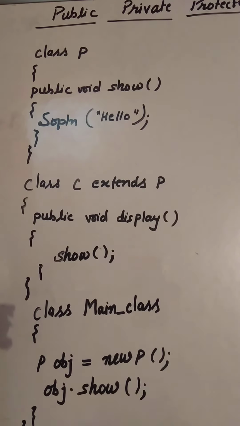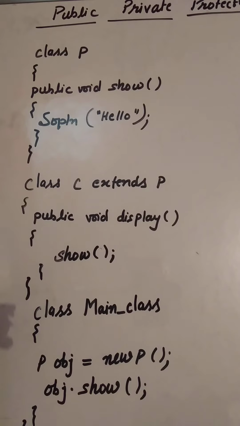Okay, there are three access specifiers: public, private, and protected. These access specifiers we can use in inheritance programming. So firstly, we use the public access specifier.